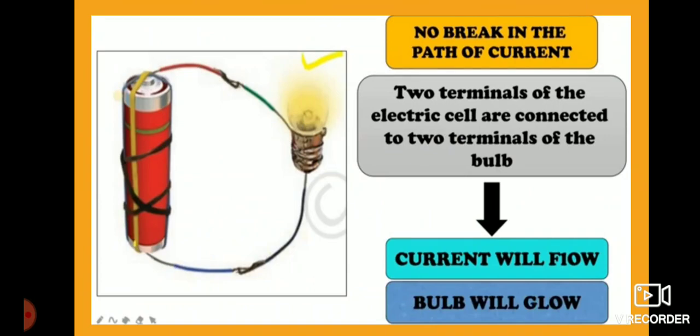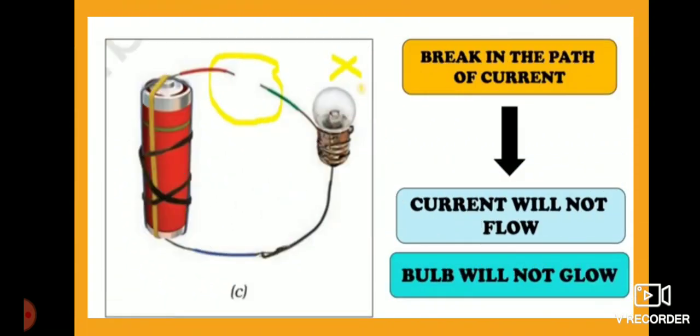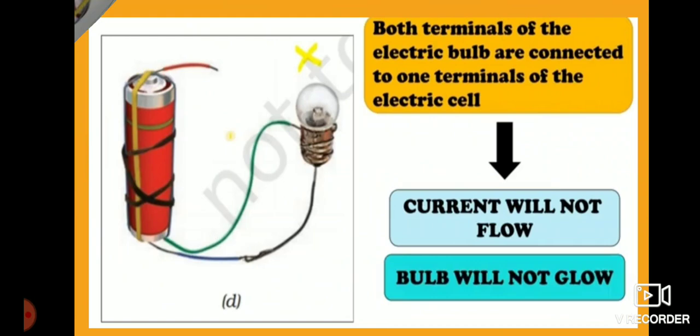In the first case, no break in the path of the current. Two terminals of the electric cell are connected to two terminals of the bulb. So obviously current will flow and the bulb will glow. In the second arrangement, there is a break in the path of the current. So the current will not flow and also the bulb will not glow. In the third arrangement, the same thing. There is a break in the path of the current. Current will not flow and the bulb will not glow.